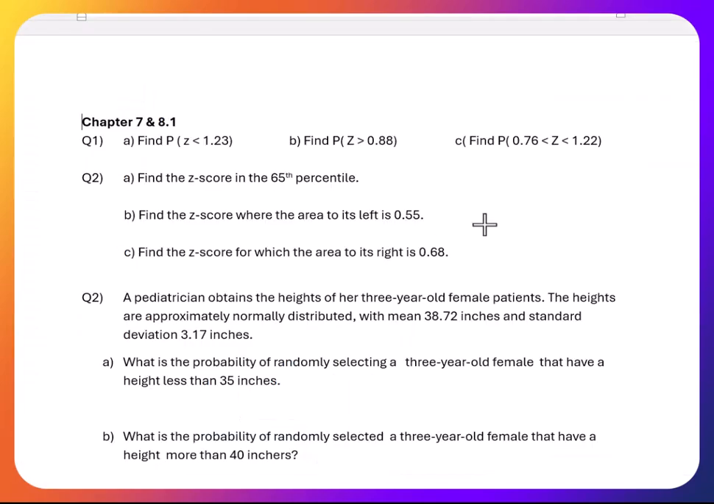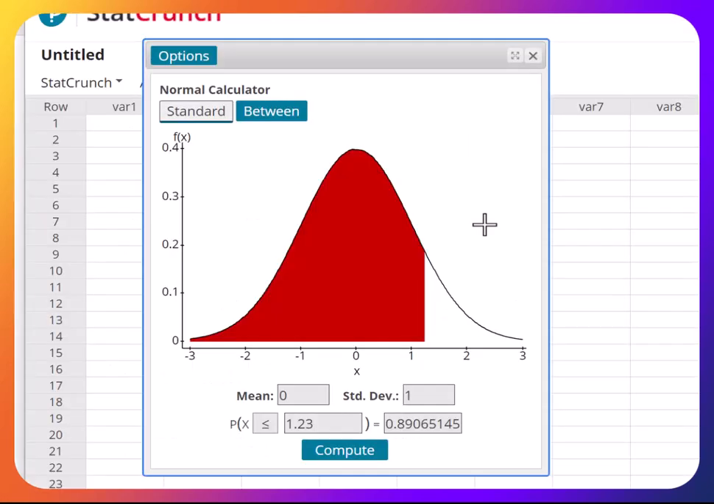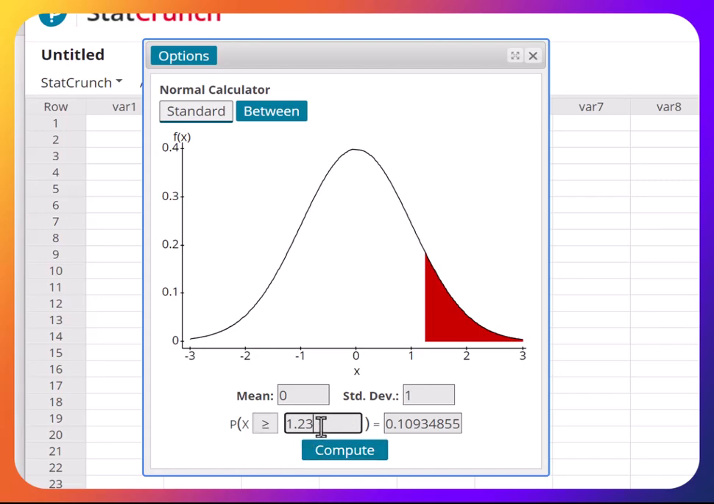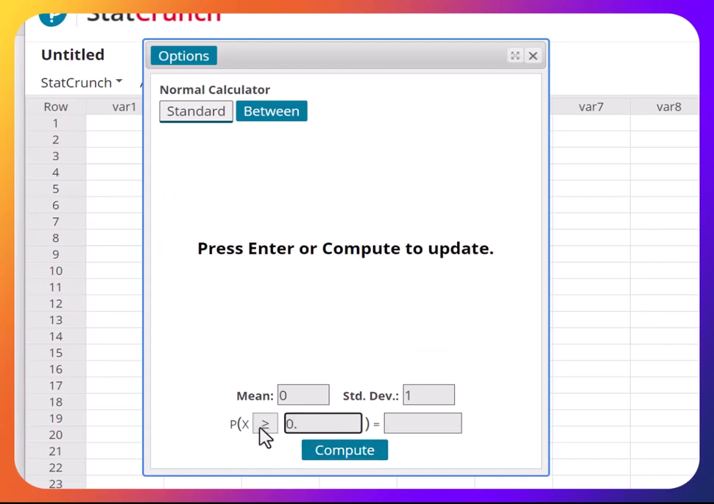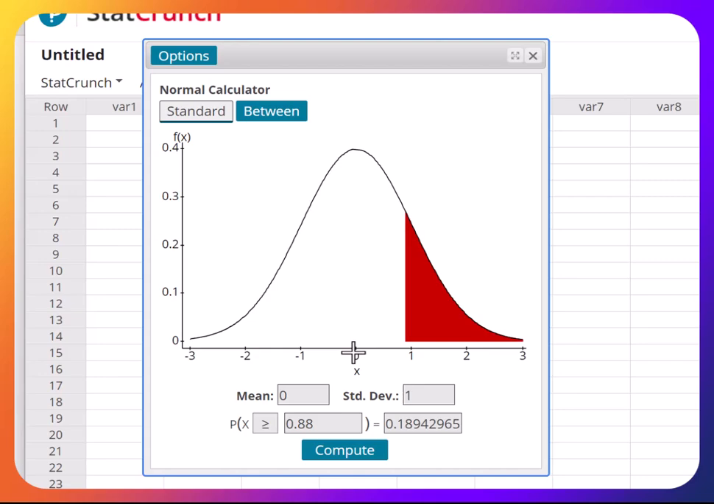Let's go to the next question. Probability of z greater than 0.88. Okay, let's go back. Greater than, you need to use a greater than sign, and then 0.88. Compute, here you go. Look, this is 0.88. This is the area to the right of it, and it's 0.1894. Next question.